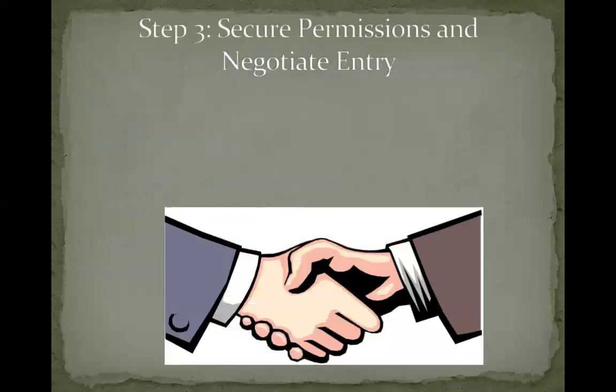Step 3 is to secure permissions and negotiate entry into the research site. Once you have worked through step 2 and have considered the possible ethical dilemmas, the next step is to secure the permission and entry into the site. Our case study is at high school, and once confidentiality is discussed and a plan is in place, we can now move on to step 4.